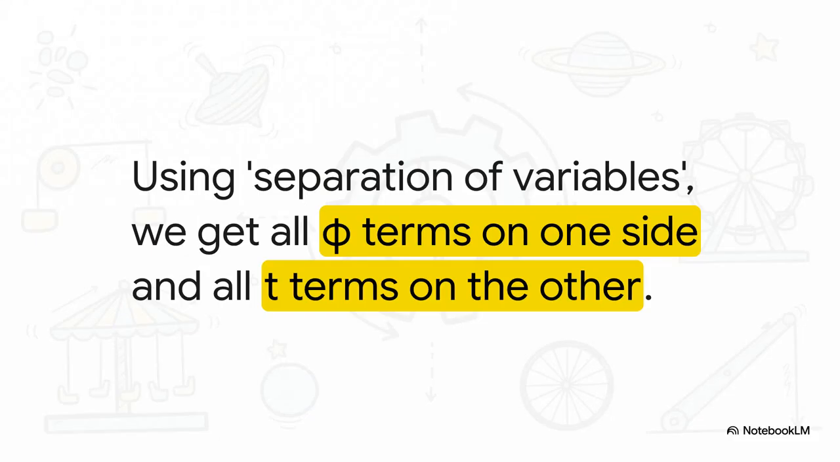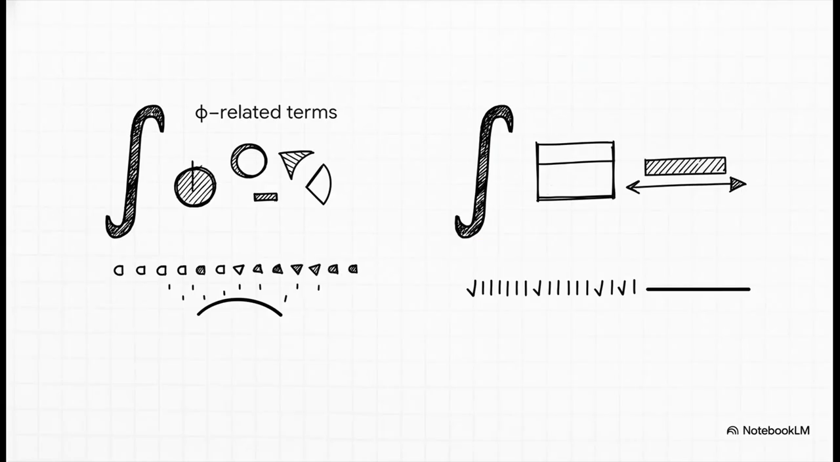Now, to solve this, we use a really powerful technique called separation of variables. It sounds fancy, but all we're doing is a little bit of algebraic housekeeping. We want to get all the terms involving our angle phi over to the left side, and all the terms involving time, t, over to the right. It's kind of like sorting your ingredients before you start cooking. Okay, next up, integration. And it's so important to remember what this actually means in physics. We're not just doing a math procedure. We're literally summing up an infinite number of tiny little changes.